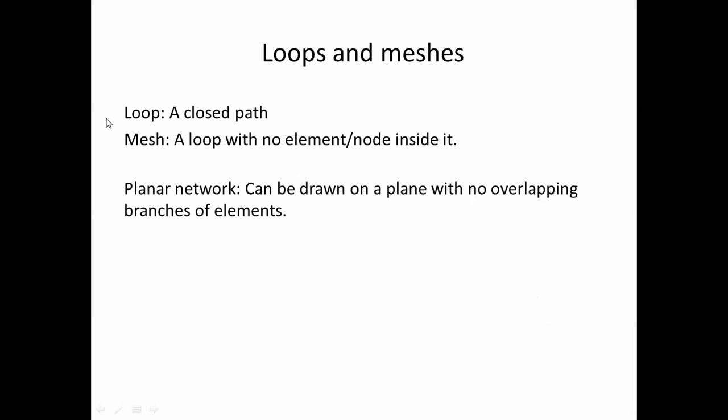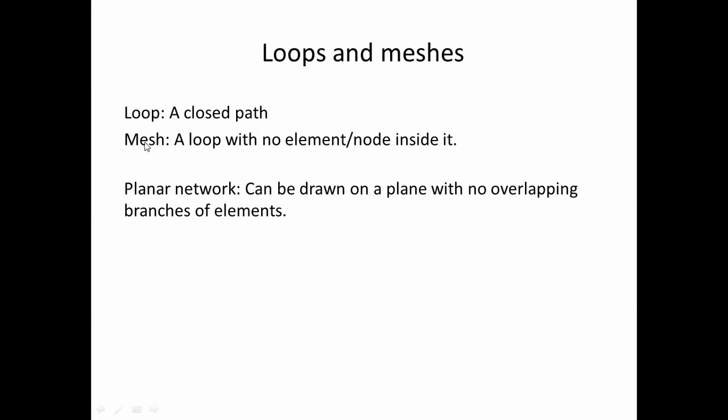So a loop in circuit terminology is any closed path in a circuit. It starts at one node, goes around a bunch of nodes and branches and comes back to the same node. That's a closed path. A mesh is a loop with no element or node inside it. So the mesh is the smallest loop possible. There is nothing inside it.